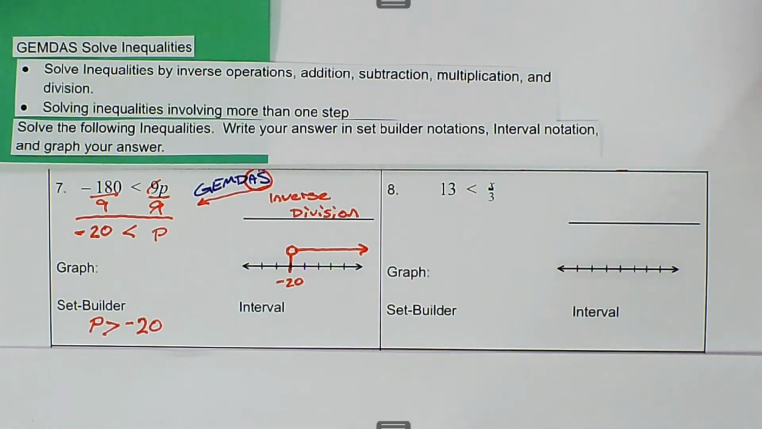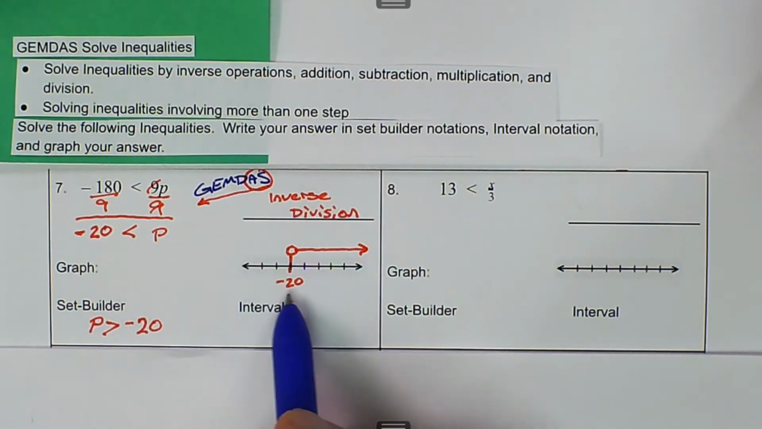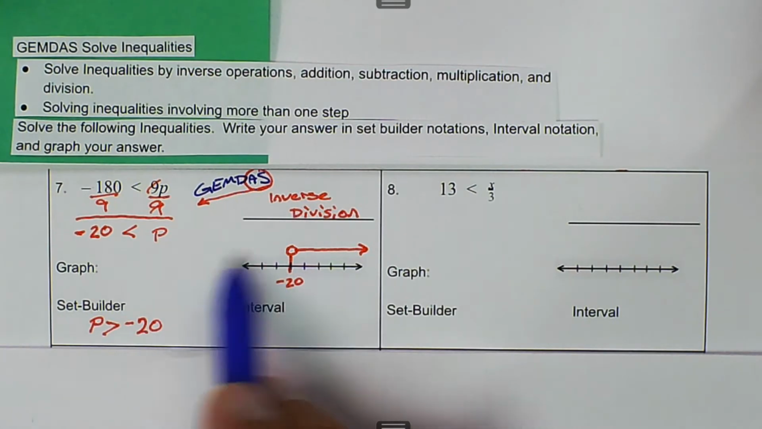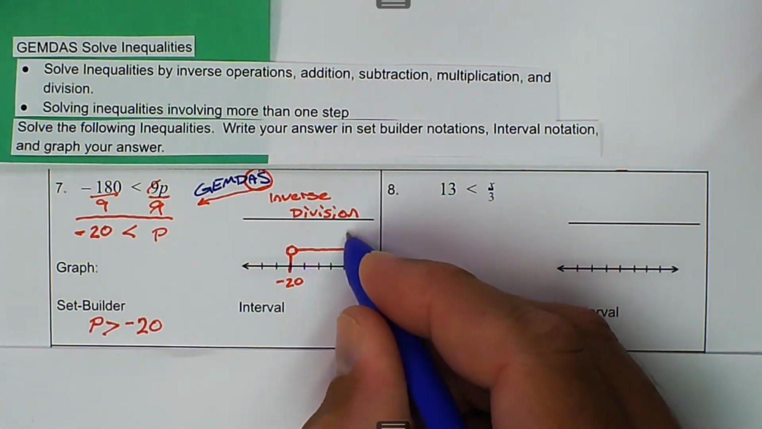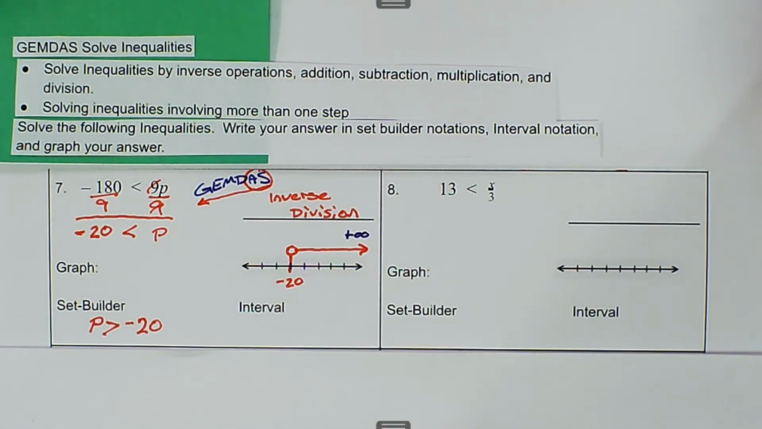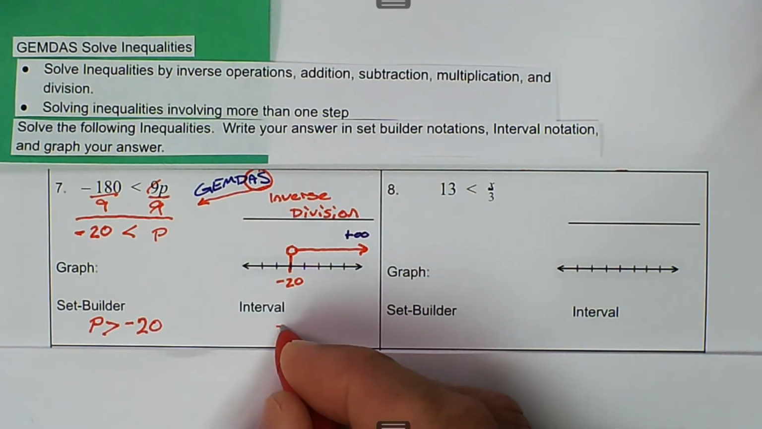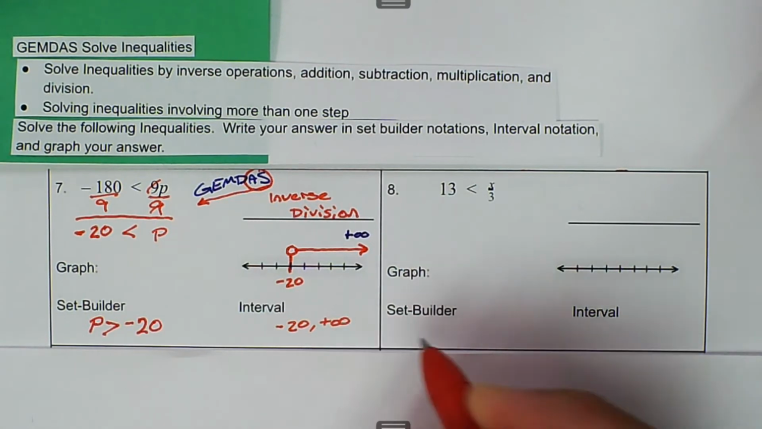For interval notation, we need two ends. We need the low end, which as we're coming over here from the left side, our low end is negative 20. There's nothing shaded over here to the left. And then we need the high end. And this arrow over here means that we go to positive infinity. So for the interval that I'm going to use, I'm going to go from negative 20 to positive infinity.